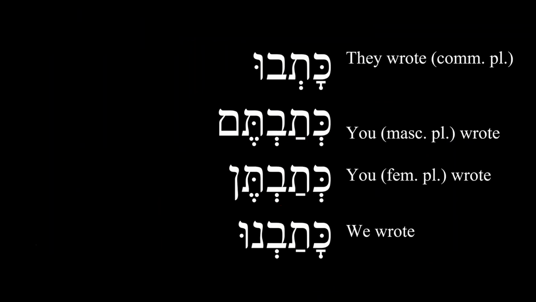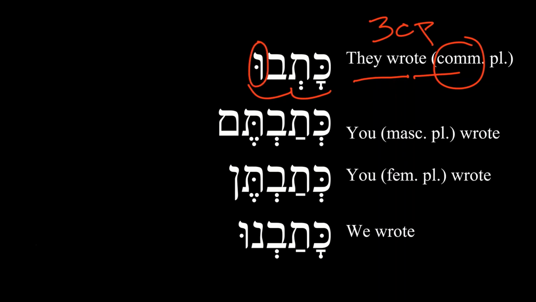Now let's go ahead and look at some plural forms of our verb katav. If we wanted to say they wrote, that would be a 3cp. Common is the C, common to either masculine or feminine. We would say katvu. Now the u at the end we've been seeing before as an indicator of the pattern of a plural. So here's our u for the plural, they.